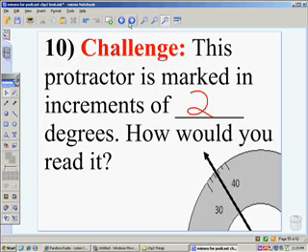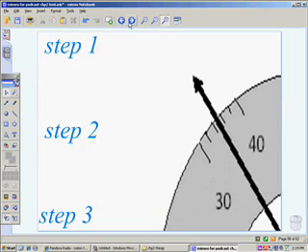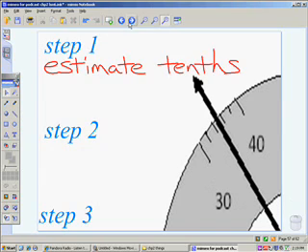Okay, protractors. They are often marked in increments of 2 degrees. How would we read this one accurately? I should say precisely. First step, estimate the tenths above the lower increment, and I'm going to estimate that it's 6/10 of the way between the 34 mark and the 36 mark. 6/10 of the way across.